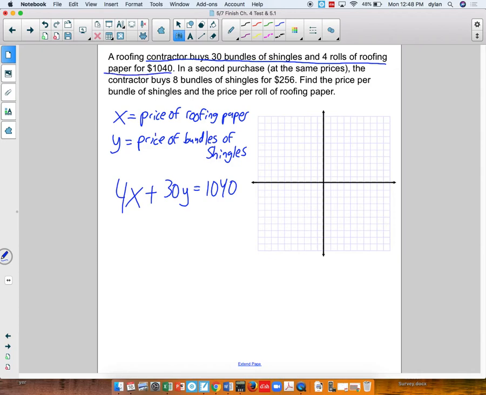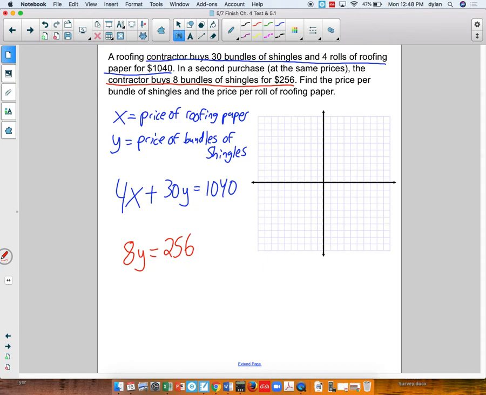And then the second sentence, we also know the contractor bought 8 bundles of shingles for $256. So I could say that 8y equals 256. Now, because these numbers are much larger, you could certainly graph this by hand, but we're actually going to do this one on our calculator so I can show you how that works.